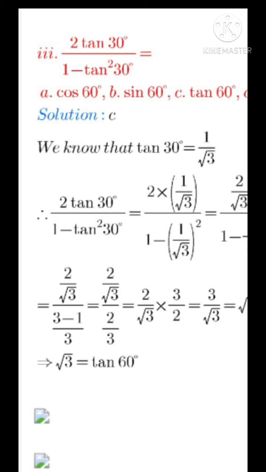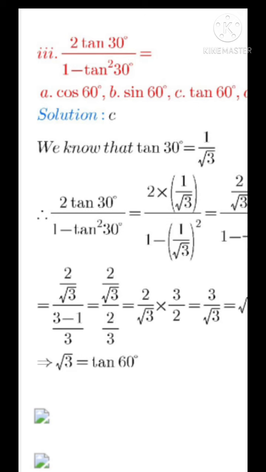Third question, 2 tan 30 by (1 minus tan square 30), and the options are A) cos 60, B) sin 60 and C) tan 60, and the solution is C. We know that tan 30 is equal to 1 by root 3, therefore substitute in the given question, that is 2 tan 30 by (1 minus tan square 30), that is equal to 2 into 1 by root 3 by (1 minus (1 by root 3) whole square), that is equal to (2 by root 3) by (1 minus 1 by 3). So that is equal to (2 by root 3) by ((3 minus 1) by 3), that is equal to (2 by root 3) by (2 by 3).